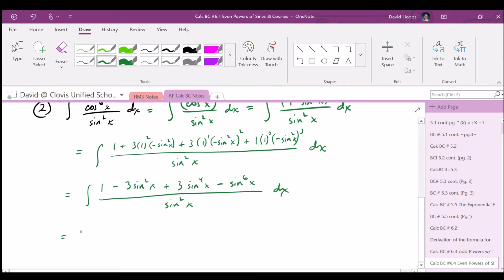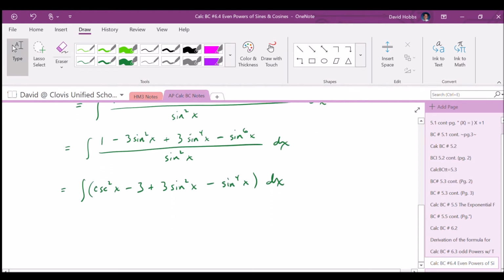So if I do that, we get 1 over sine squared x, which is cosecant squared x. I get negative 3 sine squared x over sine squared x, which is just negative 3. I get positive 3 sine to the 4th x over sine squared x, which is positive 3 sine squared x. And then I get minus sine to the 6th x over sine squared x, which is minus sine to the 4th x with respect to x.